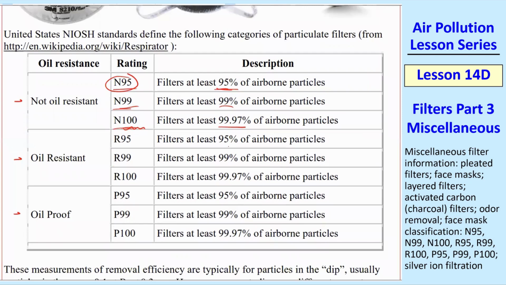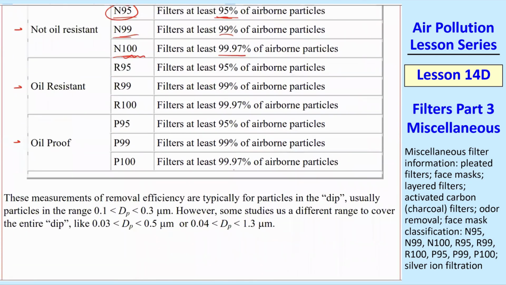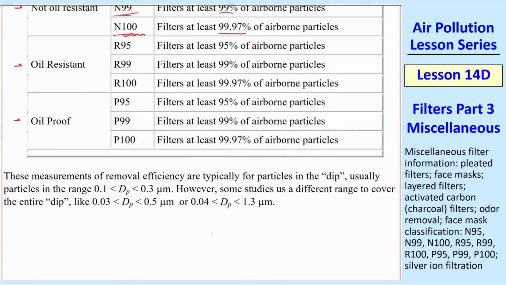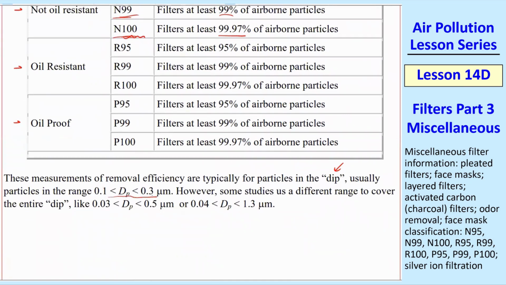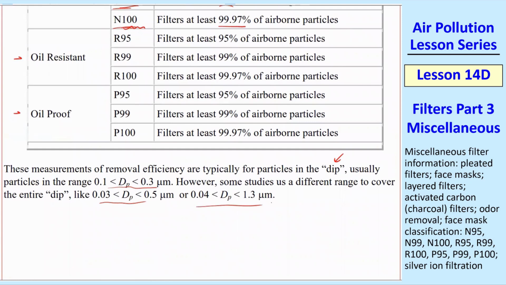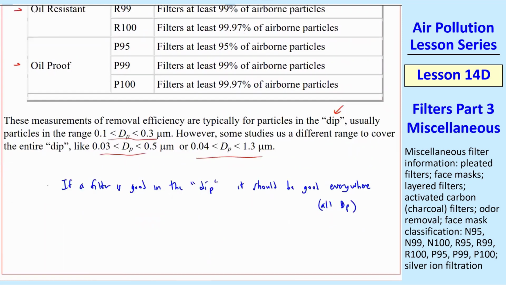Now, this table doesn't show the particle size that they're measuring, but after a little bit of research, I found that it's actually in this dip that we talked about. Typically, they're measuring particles in that range, and they use different ranges like these on some of these filter classifications. So the idea being, as I've said before, if a filter is doing a good job in the dip, it should also be doing good everywhere else at every other particle diameter.